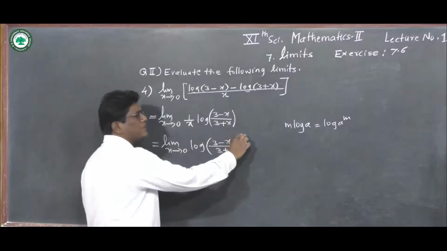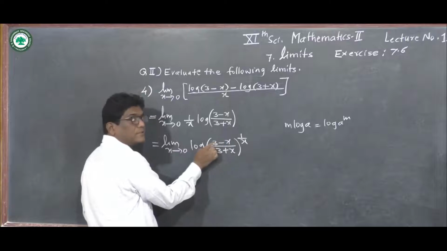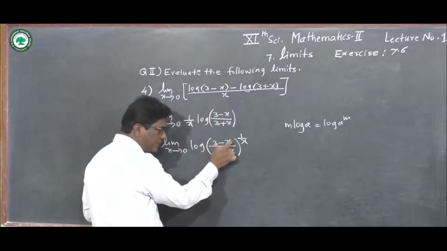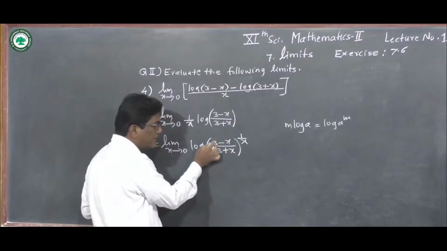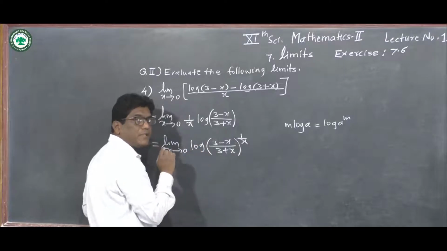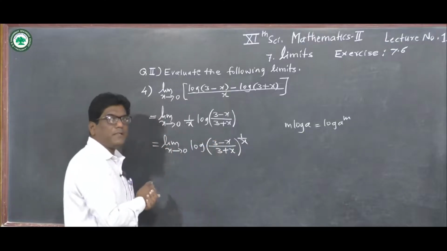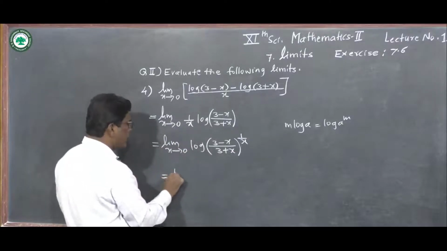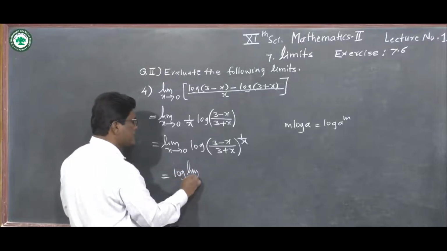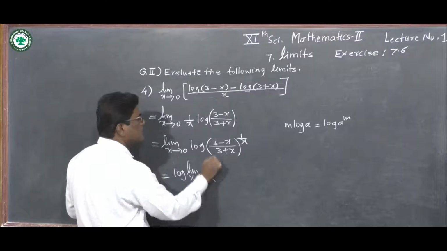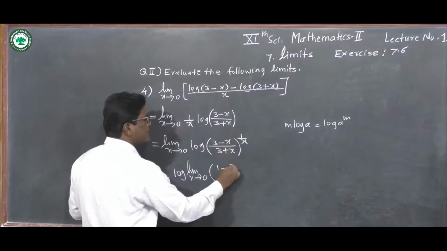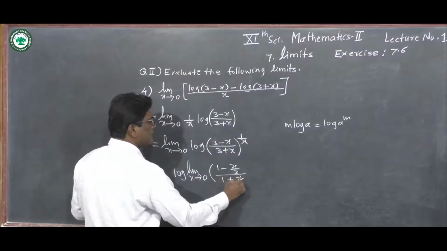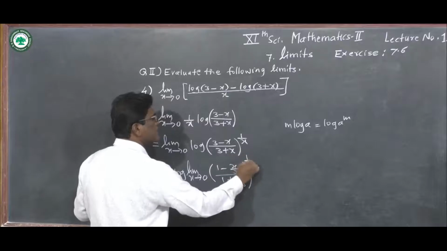Again here the power is 1 upon x, so here it should be 1 minus x or 1 plus x. But here we have 3, so divide the numerator by 3 and also the denominator by 3. 3 divided by 3 is 1, and here also 3 divided by 3 is 1. So divide numerator and denominator by 3. Now take this log outside the limit. So we get log of limit as x tends to 0, (3 upon 3, that is 1, minus x upon 3) divided by (3 upon 3, 1, plus x upon 3), and the power is 1 upon x.